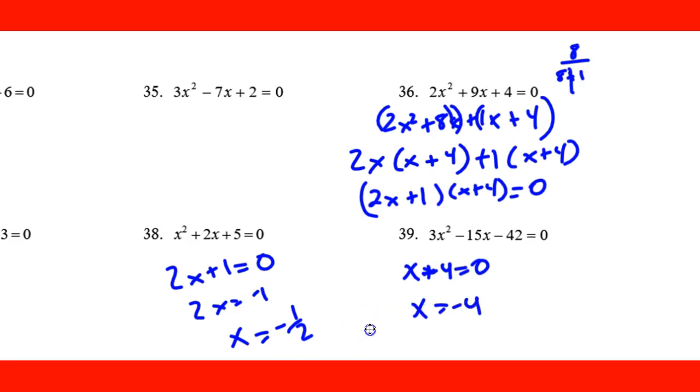So there you go right there. I know the answer key says this is not factorable. Don't know why it says that, but it can be factored. We just did it by grouping, okay? Right there, grouping. Now I'm going to erase this, okay?